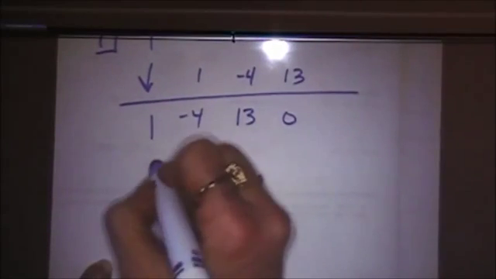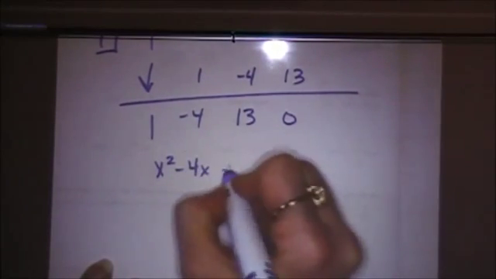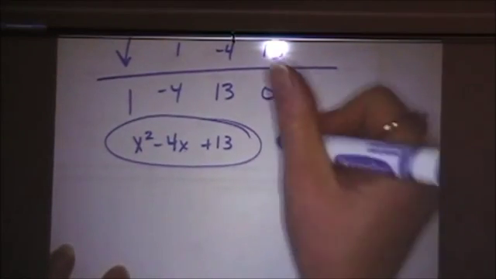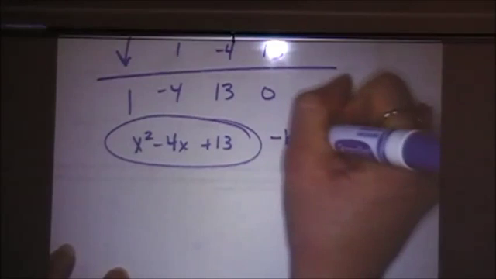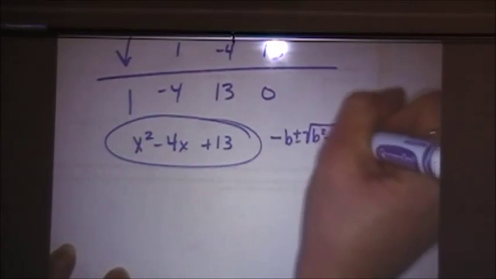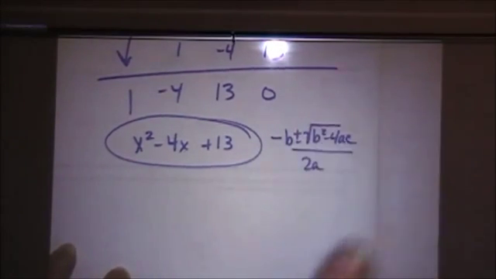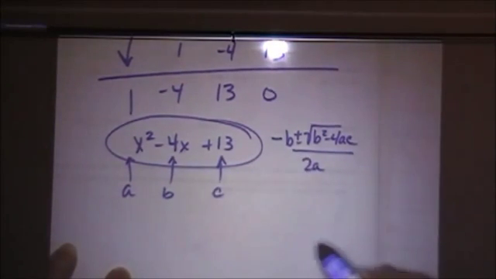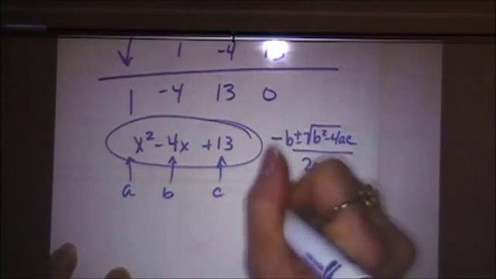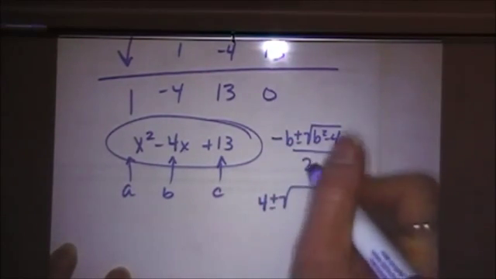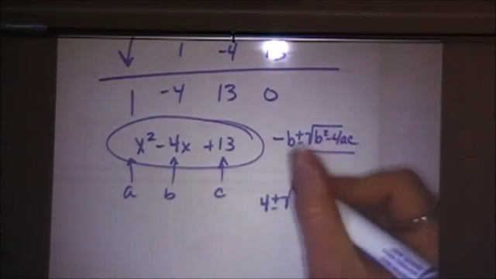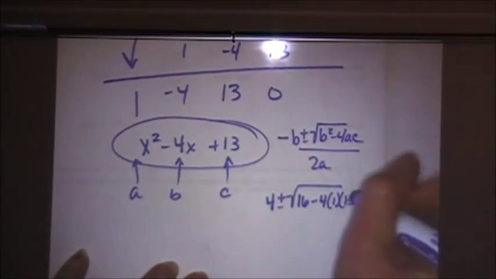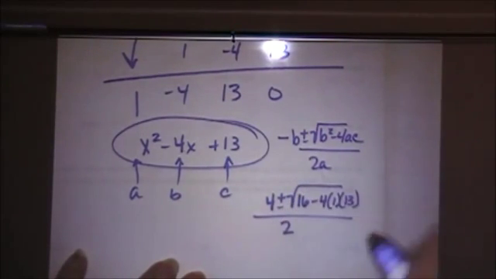And now I'm left with x squared minus 4x plus 13. This does not factor, so you have to plug into the quadratic formula. Negative b plus or minus the square root of b squared minus 4ac all over 2a. Remember, this is your a, your b, and your c value. So negative negative 4 is 4, plus or minus the square root of, remember, negative 4 squared is still positive, so it's going to be 16 again. Minus 4 times 1 times 13 over 2 times 1, which is 2.